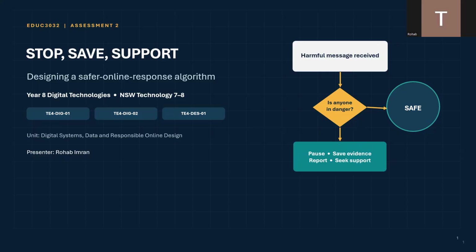So this is a 60-minute digital technology lesson for a class within a unit. The unit name is Digital Systems, which deals with data and responsible online designs. The lesson is titled Stop, Save, and Support, and it is designed with a flowchart algorithm that guides a young person through the safe response to a harmful group chat message.